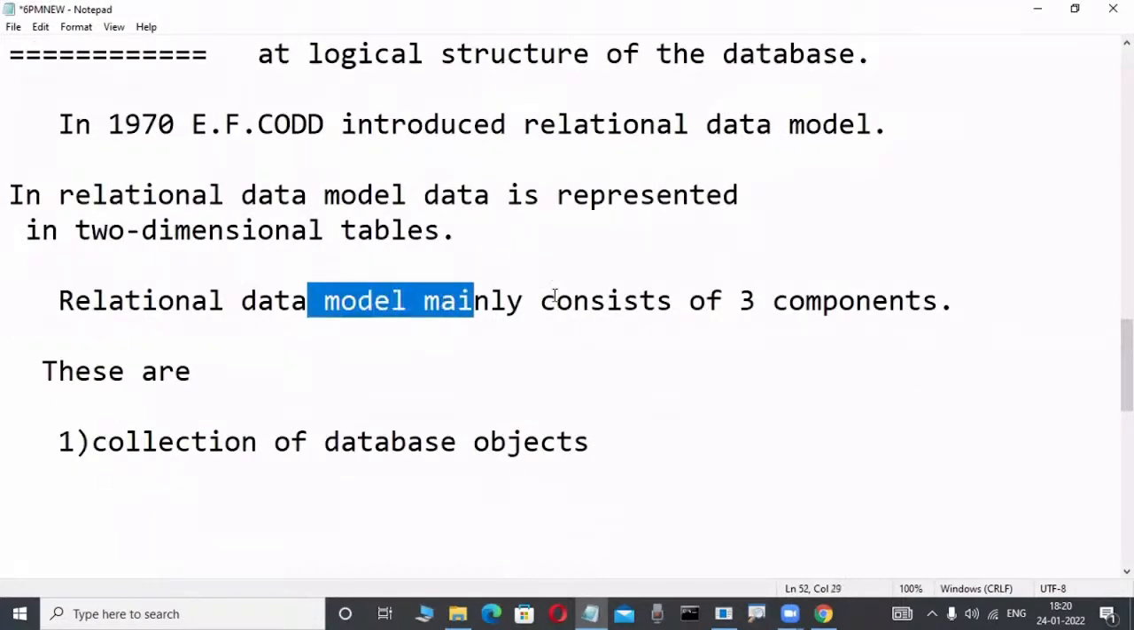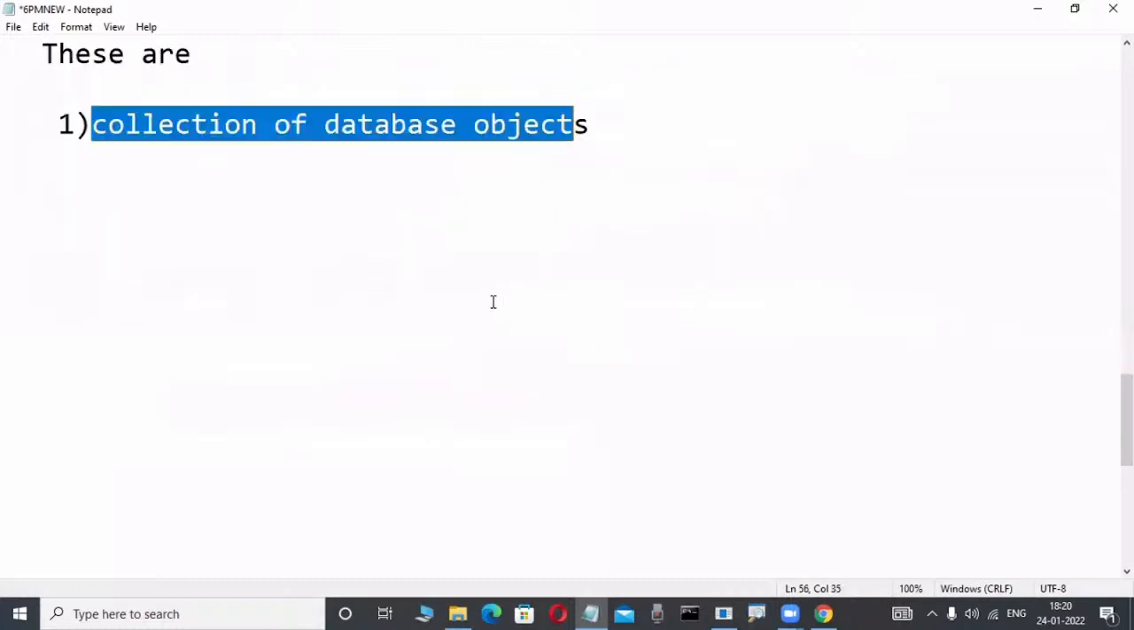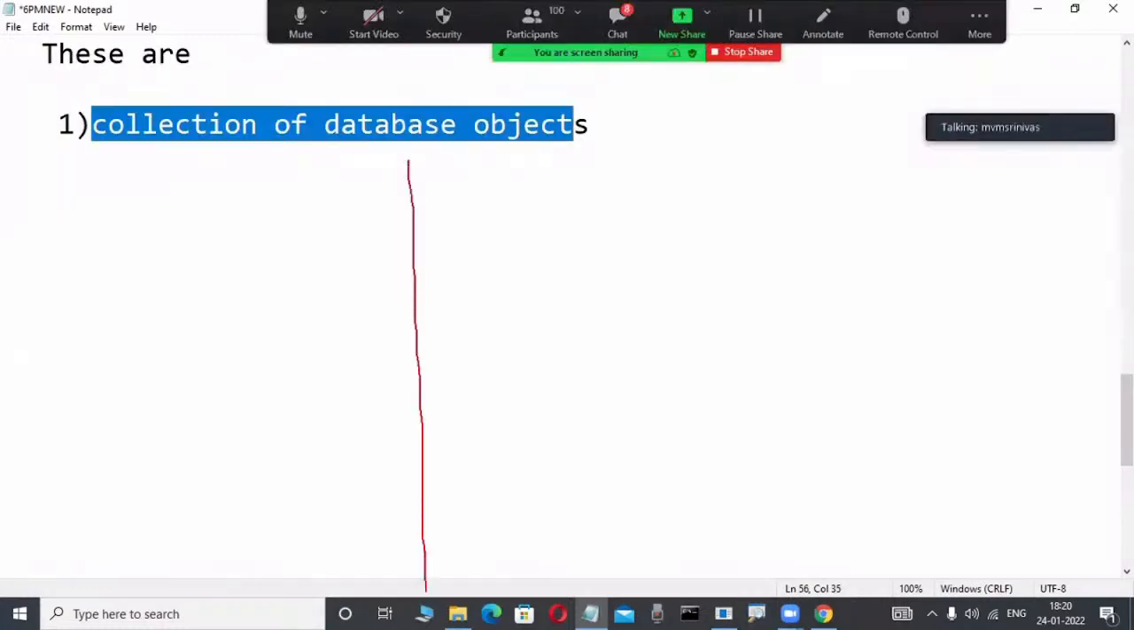Relational data model mainly consists of three components. What is the first one? A collection of database objects. Collection of database objects is dead easy. Even if you are a first-time newcomer, it is understandable.